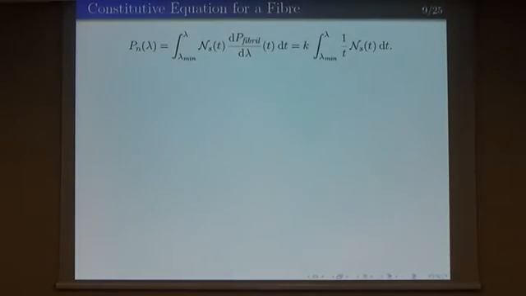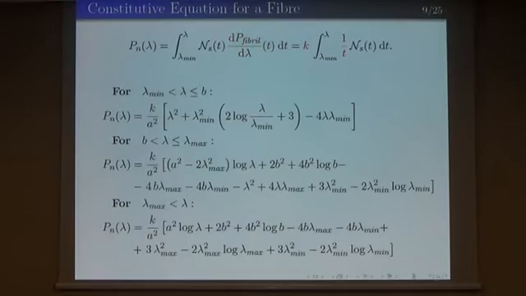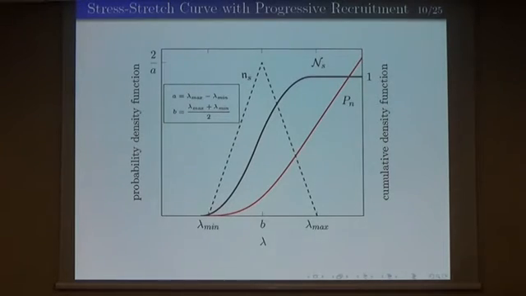So if I multiply the number of fibers that are recruited, which is the cumulative, times the stiffness, and I integrate over the stretch, I obtain the stress. And so if I do my calculations, I get this awful expression here. But please don't look too much at the awful expression. Look at the plot of the expression, and you will see that this is exactly the curve that I showed at the beginning.